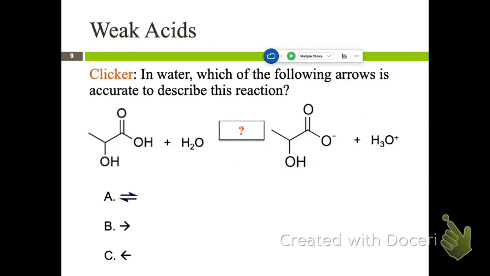So if we take that molecule, we're running low on time, so I'm going to try to hustle through this. If we take that molecule and we put it in water, we're going to get the dissociation of that H+ that was connected to the carboxylic acid. Which of these arrows is the most appropriate to represent that reaction?